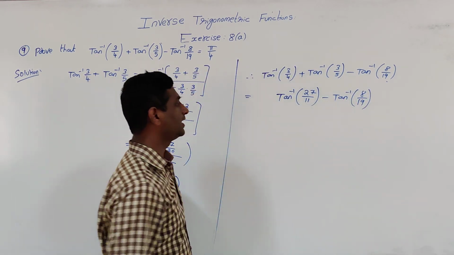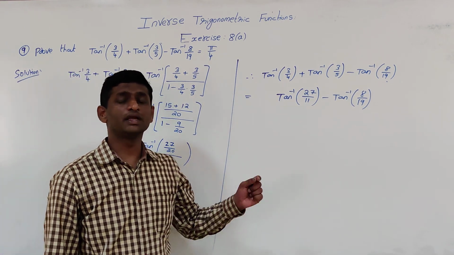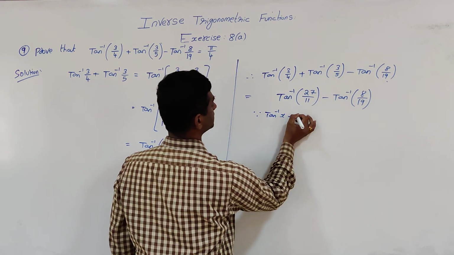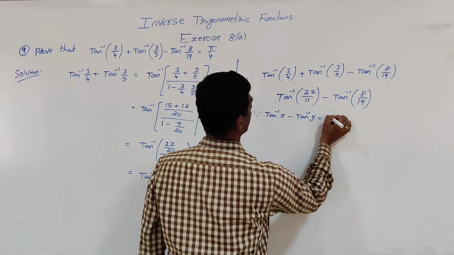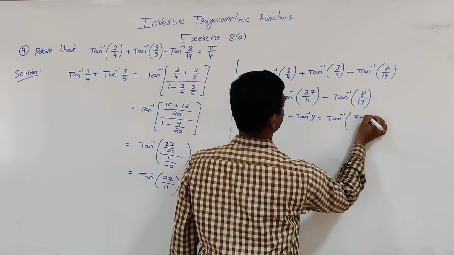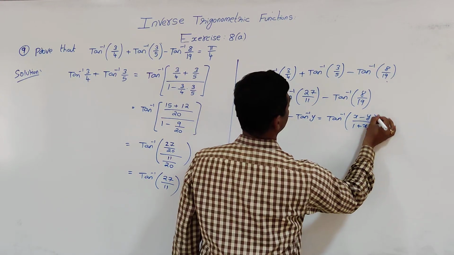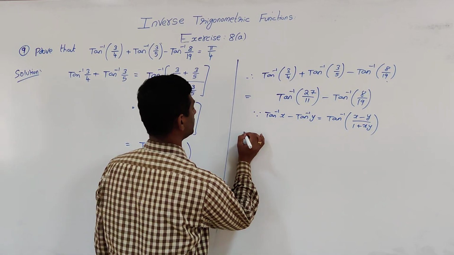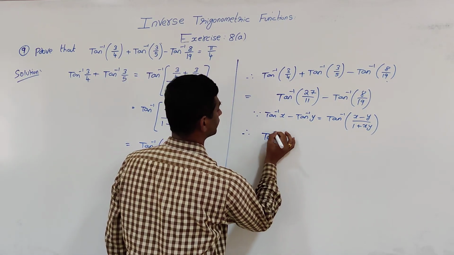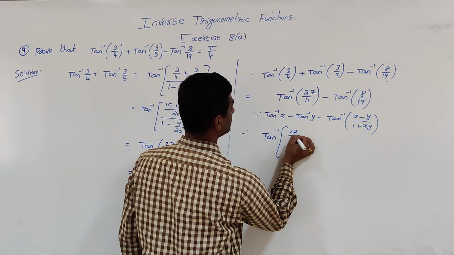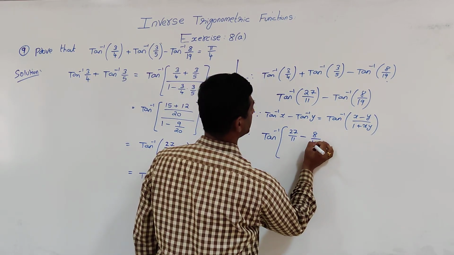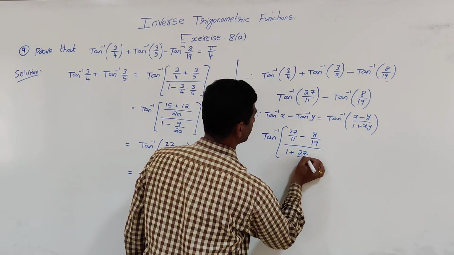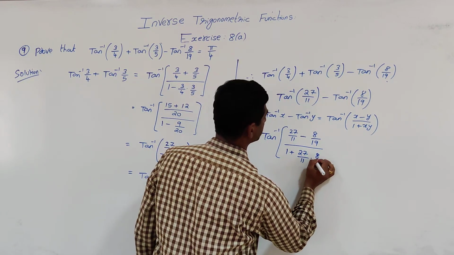So it is in what form again? Tan inverse of x minus tan inverse of y. Since tan inverse of x minus tan inverse of y gives what? Tan inverse of (x minus y) by (1 plus xy). If both are positive or if both are negative, the formula remains same. Therefore, tan inverse of x is 27 by 11 minus 8 by 19 by 1 plus 27 by 11 into 8 by 19.